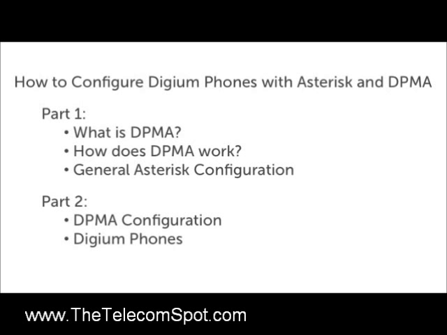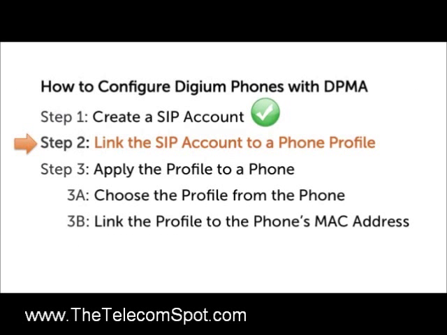In part 1 of this video, I discussed what the Digium phone module for Asterisk is, how it works, and laid out the simple 3-step process for configuration. I also covered the general Asterisk configuration needed for the DPMA to work. Now that step 1, create a SIP account, is complete, I can move on to step 2, link the SIP account to a phone profile.